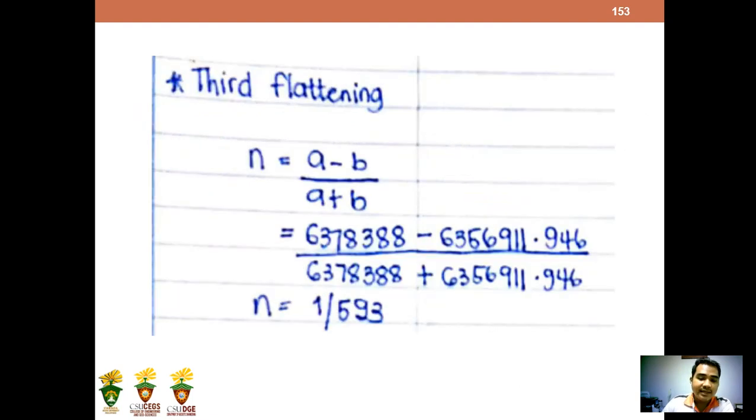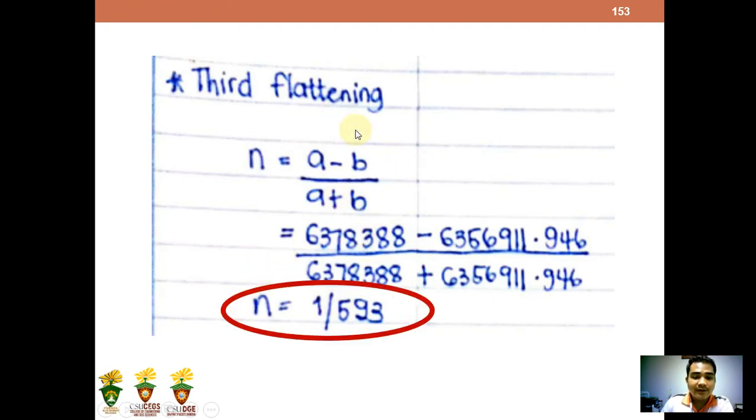For the third flattening, again, the formula is a minus b over a plus b. Substitute the values. You can have the value for third flattening to be 1 over 593.